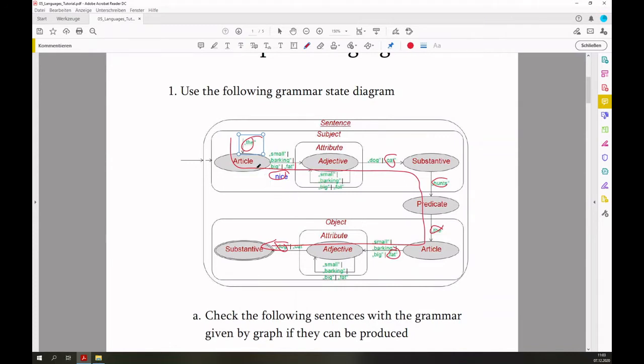And the only thing is, if we want just this, then we have to create a completely new path, so that we cannot jump back to an existing thing. So if just the sentence, the nice cat hunts the fat dog, should be allowed, then we have to create a completely different path through this graph.